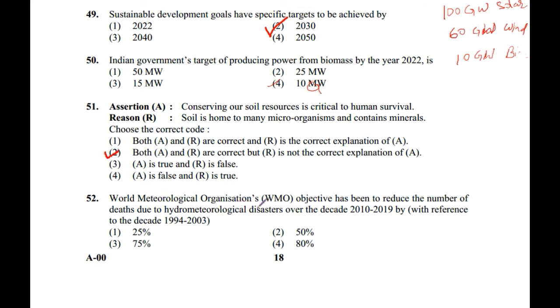World Meteorological Organization's WMO objective has been to reduce the number of deaths due to hydrometeorological disasters over the decade 2010 to 19, with reference to the decade 94 to 3. So its correct option is the second one, 50%.